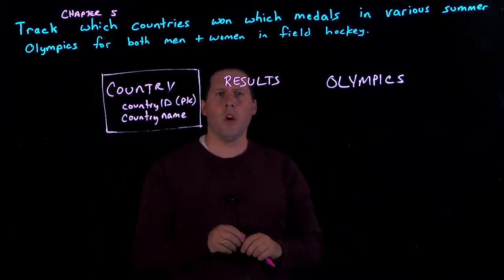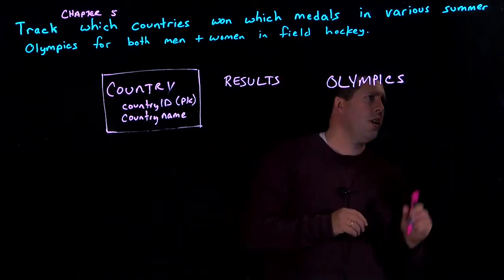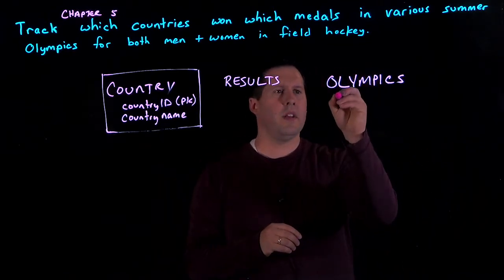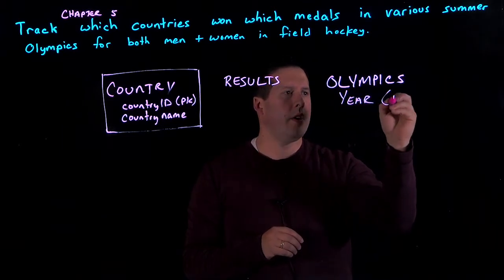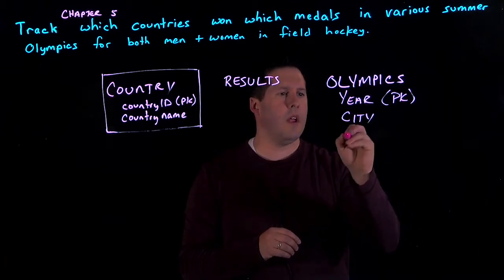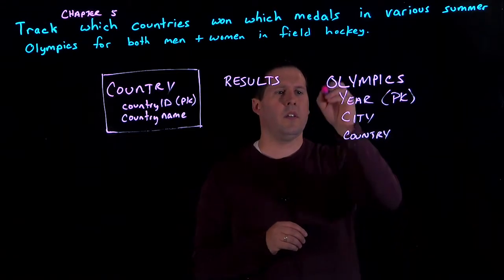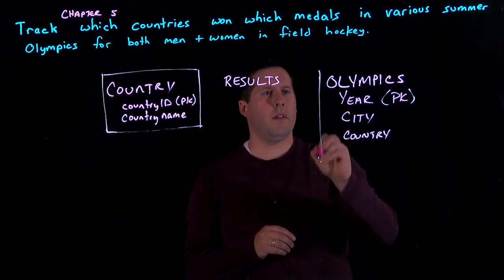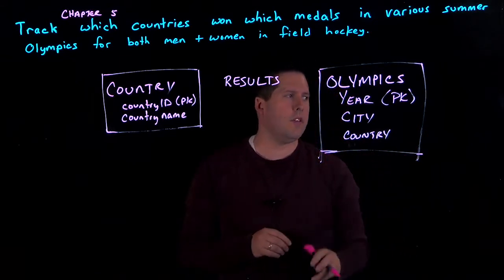Then the next one that we're going to deal with is the Olympics. We'll come to results here in a minute. So each Olympics we're going to say is held in a given year. We're only dealing with Summer Olympics. So I could call this the primary key all by itself, and then I might want to know the city and the country where this is held, and go ahead and call that entity done as well.